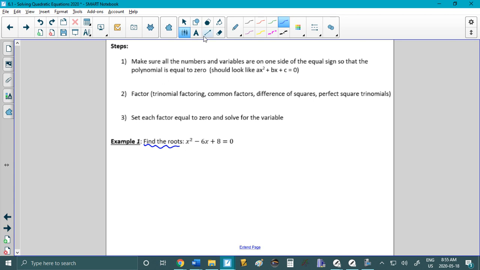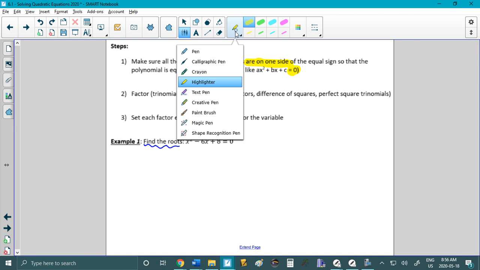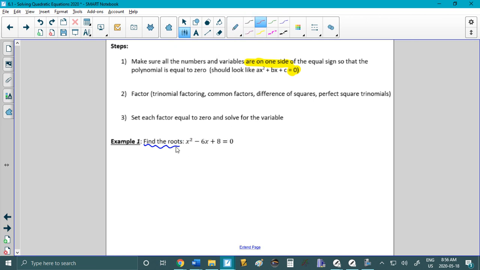So step one, this is a really important step. Step one, make sure all the numbers are on one side of the equal sign. Okay, so it should look like this. This equals 0 is very key. Step two, factor. We spent a whole unit doing it, and I told you it's super important, and it's back. Step three, set each factor equal to 0 and solve. So here we go. Find the roots.